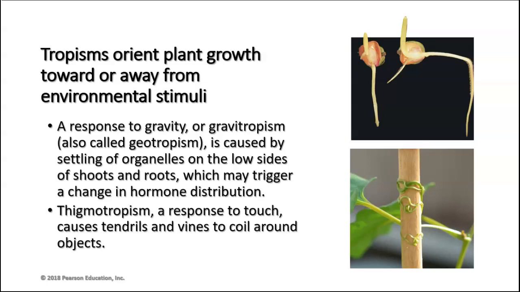Another kind of tropism is called thigmotropism. Thigmotropism is a response to touch, and that's what causes these tendrils and vines to coil around objects. You also see in one of those GIFs someone touching the leaves of the mimosa, causing the leaflets to fold up, and that's also a type of thigmotropism, a response to touch.